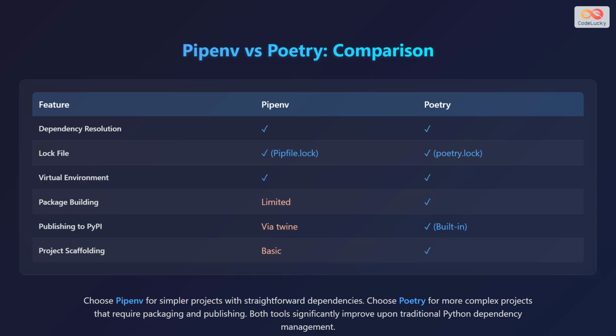In conclusion, choose Pipenv for simpler projects with straightforward dependencies. Choose Poetry for more complex projects that require packaging and publishing. Both tools significantly improve upon traditional Python dependency management.